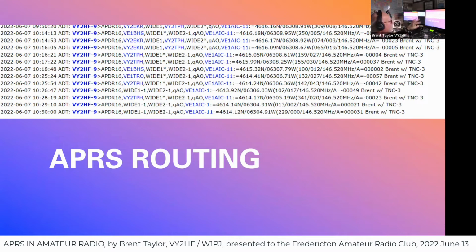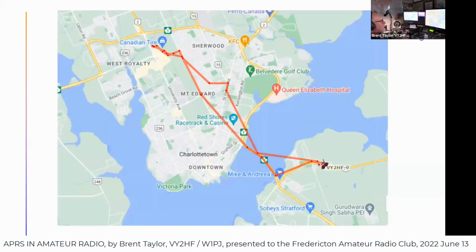Now let's see what all these coordinates look like on a map. This was my trip. I left home. I'm that VY2HF-9 little car down in the lower right-hand corner. I drove all the way up to Princess Auto, which is near Canadian Tire. I did my Princess Auto thing. I bought 10 of those fiberglass poles for antennas. Of course, it has to be a ham radio trip, or this wouldn't be legal.